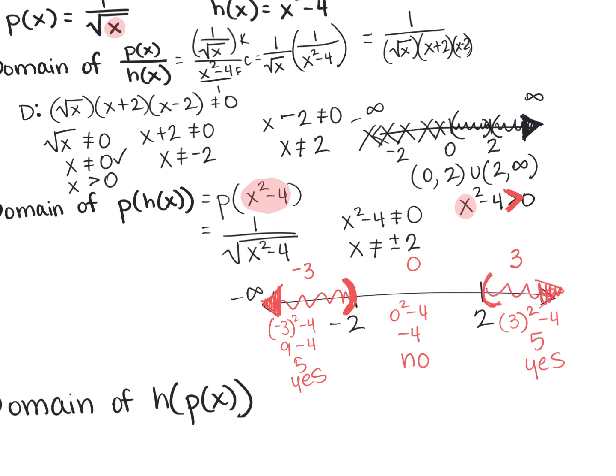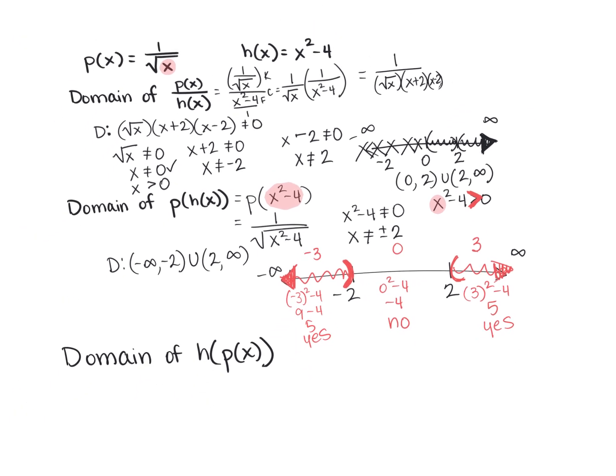So the domain for the composition will go from left to right. So I go negative infinity up to negative 2, parenthesis, and then also, so union, I have 2 to positive infinity over here on the end. So that would be my domain.